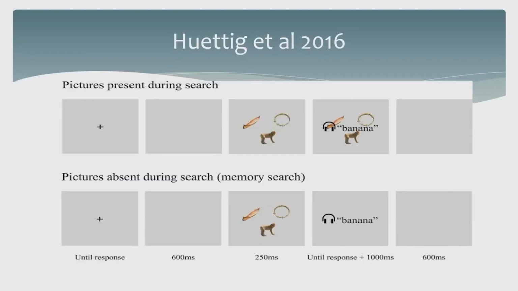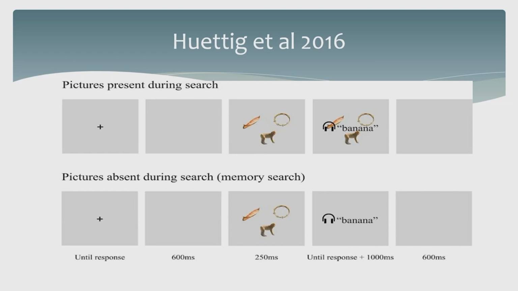This is one very interesting study by Hutek et al., 2016. There were two conditions in this experiment. In one case, there is a fixation cross, a blank screen, and then three objects: a monkey, a tambourine, and a canoe. While they look at the display, they also hear the word banana. The closest cohort is monkey, because monkeys are semantically associated with bananas. So, they look at the monkey.